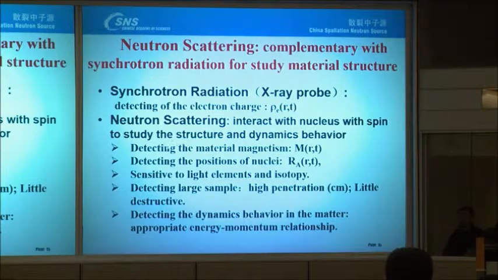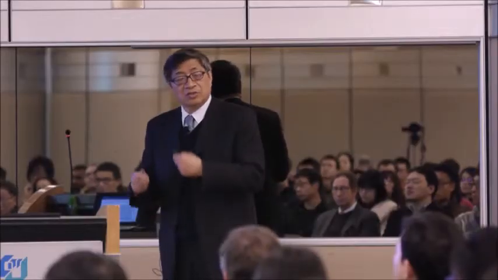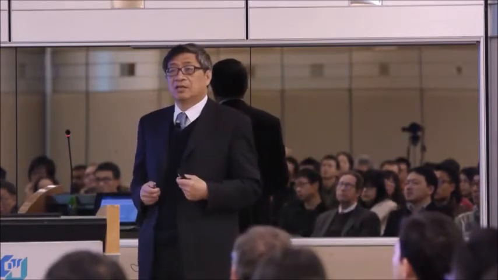the matter. Neutron scattering can detect the material's magnetism, detect the position of the nuclei, is sensitive to light elements and isotopes, and can detect a large sample because neutrons have high penetration. Also, neutrons can detect the dynamic behavior in the matter because the neutron has an appropriate energy-momentum relationship similar to the many-body motion in the matter. So I will give you some details.